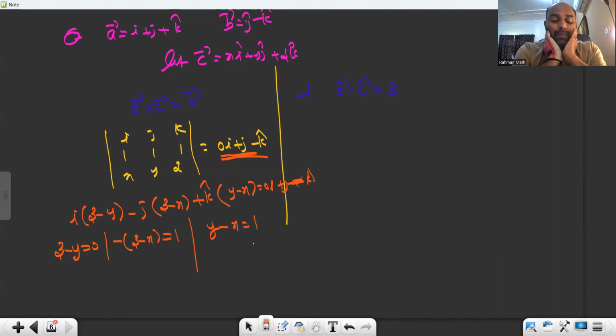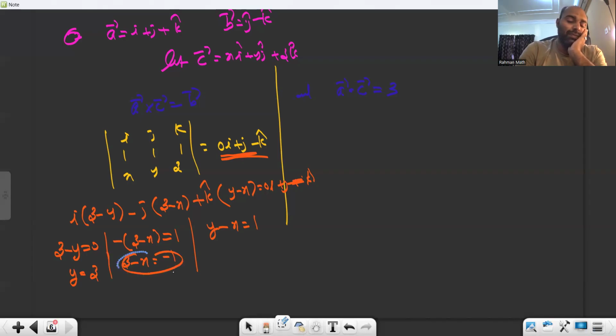In all of these, we have a common letter, so you can bring everything in z. From here we can write y equals z. From here, z minus x equals minus 1, or x minus z, when we take it inside, x minus z equals 1.